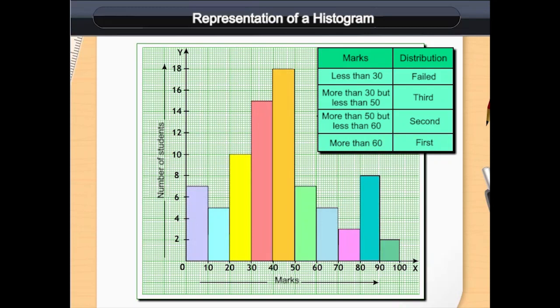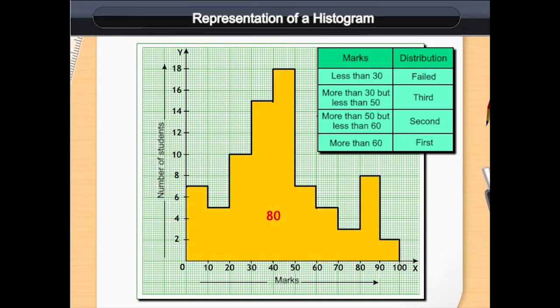Now another question. What is the number of students who sat for the examination? Now, 7 plus 5 plus 10 plus 15 plus 18 plus 7 plus 5 plus 3 plus 8 plus 2 is equal to 80. So, there are 80 students who sat for the examination.